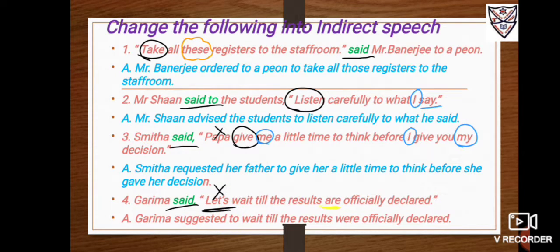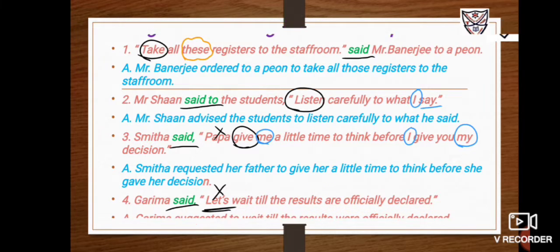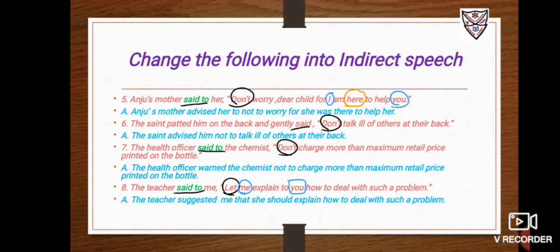Other verb is are, so are will change to were. There is no such pronoun over here because it was let's, let us, so we have already changed it to suggested. So it will be Garima suggested to wait till the results were officially declared. Okay, next is number 5.